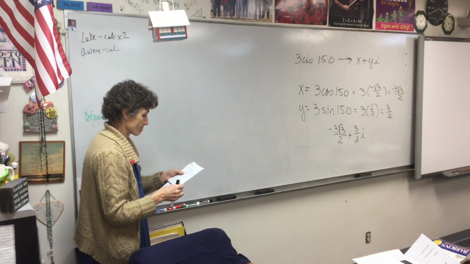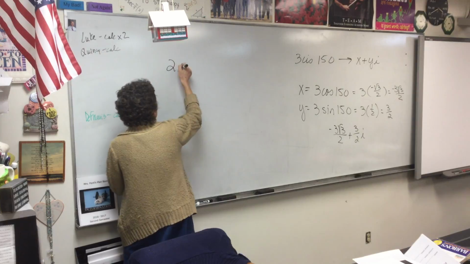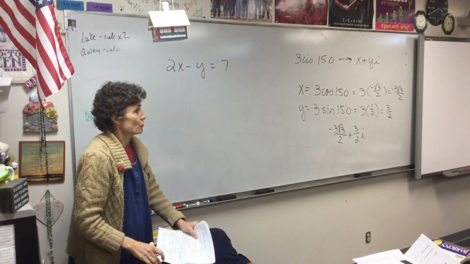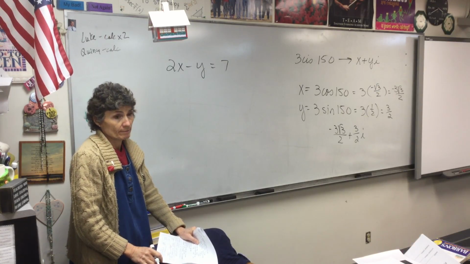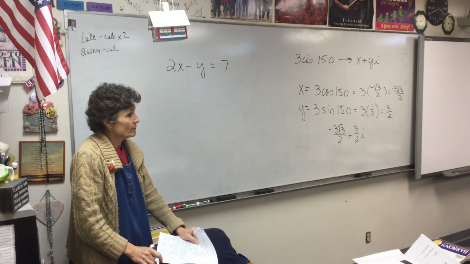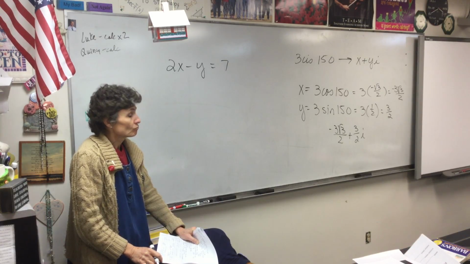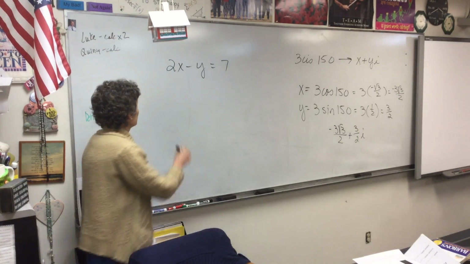Okay, number 5. 2x minus y equals 7. We've already done one like this today. Your job is to write it as a polar equation. That's the first thing we did, the first problem we did today. Do you remember how we did that? Just take out the x and plug in r cosine theta.